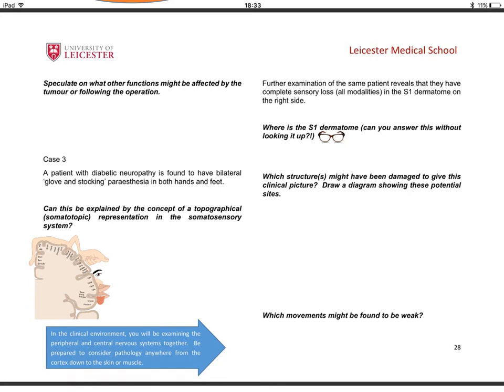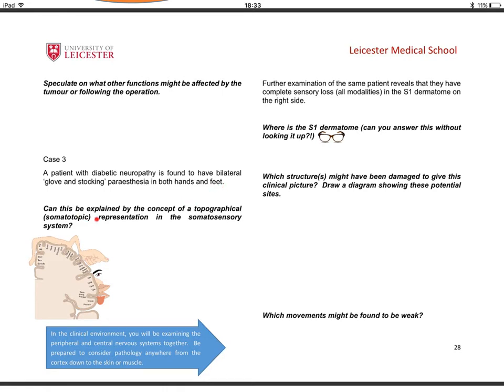I just wanted to make a very quick video to clarify some of the issues that arose in group work today regarding the diabetic neuropathy question, which was case 3. If we take a look at case 3, we discover we've got a patient with diabetic neuropathy, and they're found to have bilateral glove and stocking paresthesia in both hands and feet. You should recall that paresthesia means a tingling sensation, and this is bilateral in the hands and feet.